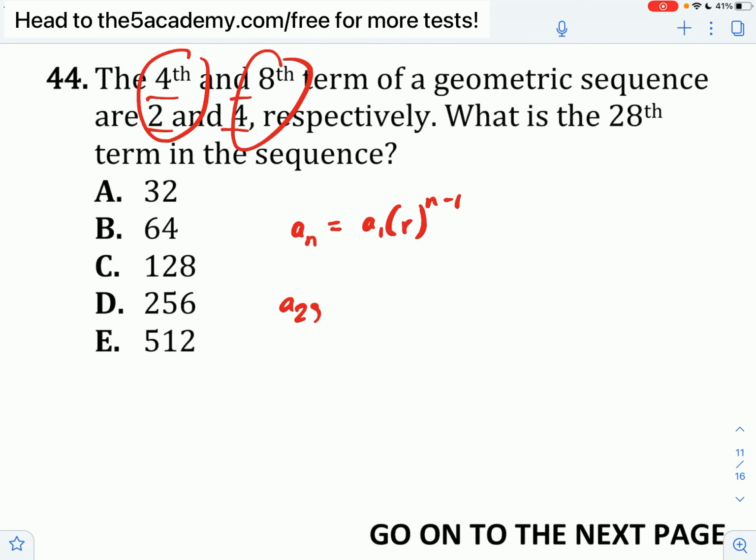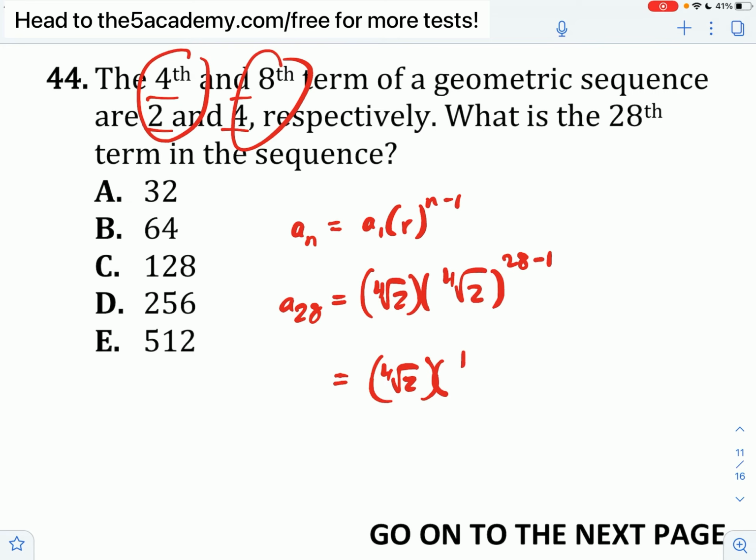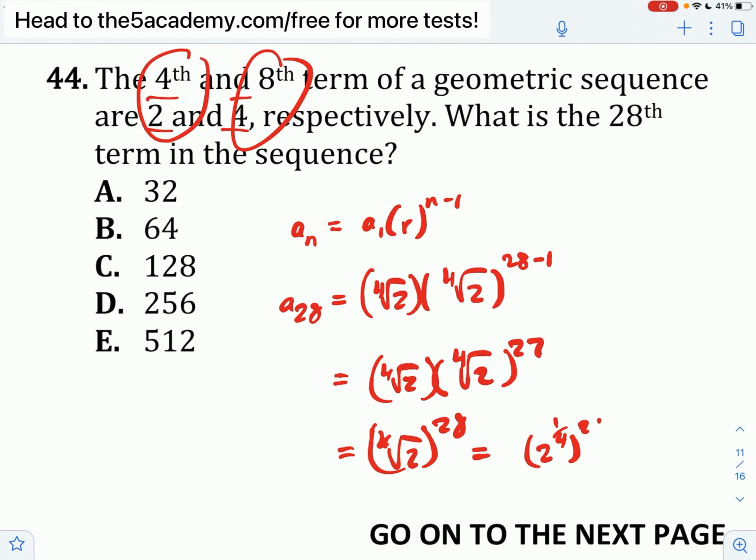So a of 28 equals the 4th root of 2, the 4th root of 2 again, to the 28th minus 1. In this case, that turns into the 4th root of 2 times the 4th root of 2 to the 27, which is just the 4th root of 2 to the 28th, which is the same thing as 2 to the 1 over 4 to the 28th, which is the same thing as 2 to the 7th, which is 128. 44 is C.